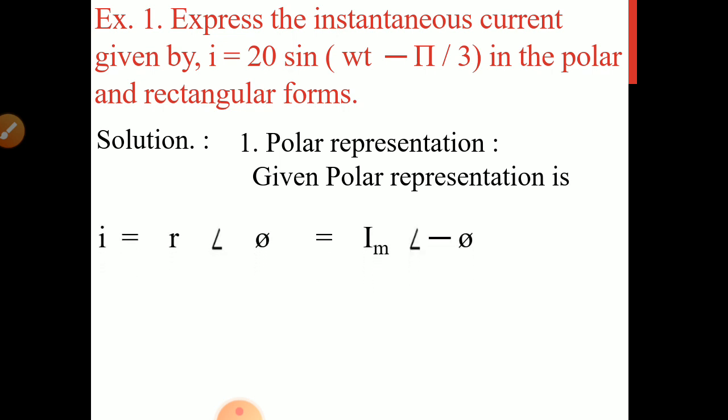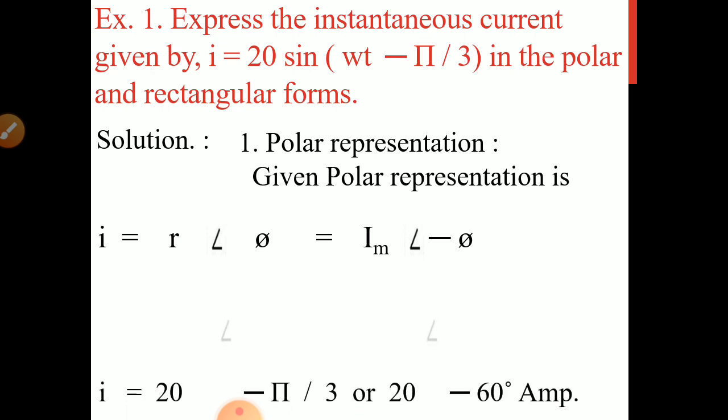I could be written as R angle phi. So compare the given I value with the standard definition. So I could be written in standard form as i equals Im sin(omega t plus phi). Now here the angle is minus pi by 3, so plus will be converted to minus. What is Im? Im is 20. So R will be 20.